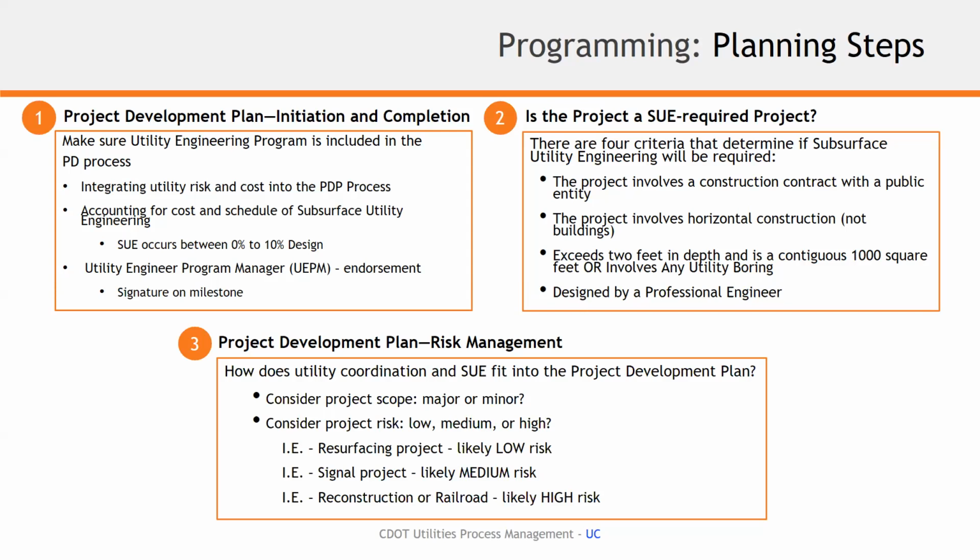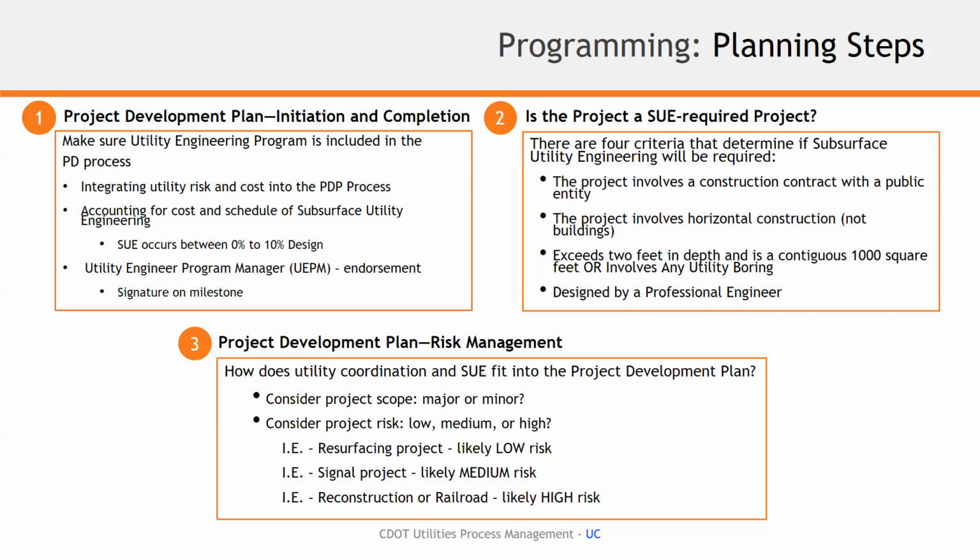Major scope is a Central 70 project where you're taking I-70 from an elevated position and cutting a big hole through the ground and all utilities for several miles, to a minor scope, which could include a chip seal project in Joe's region up on State Highway 64 out in the middle of nowhere type of thing. So that could be a minor scope of work.